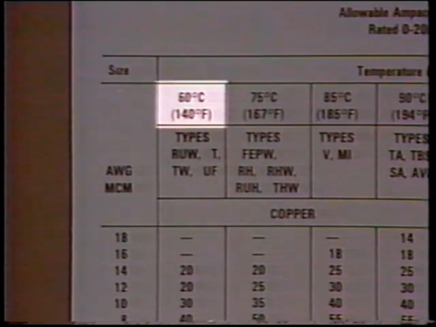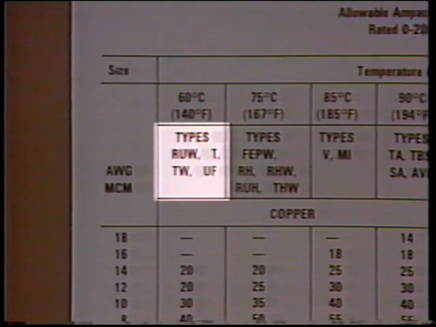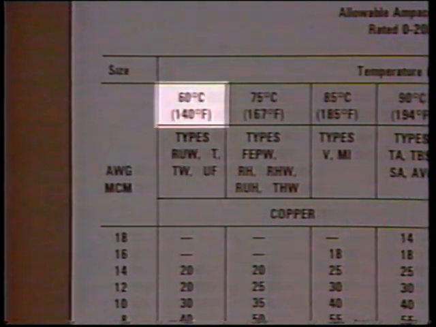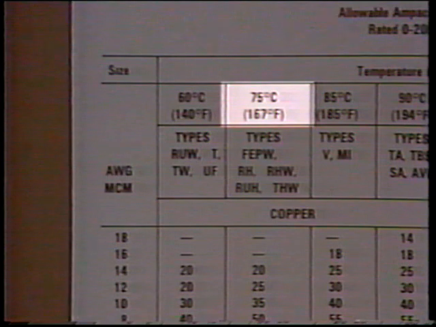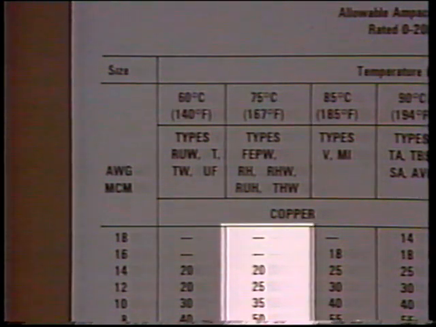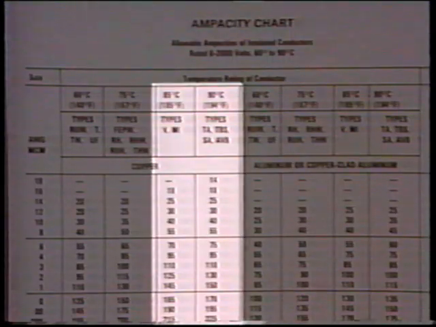For example, in the first column, under the heading of 140 degrees Fahrenheit, there are 4 types of insulation listed. Types RUW, T, TW, and UF. These insulation types can only be used safely when the maximum operating temperature is 140 degrees Fahrenheit or less. The column to the right of this one gives the insulation types that are designed to operate at a maximum operating temperature of 167 degrees Fahrenheit, and the allowable ampacities given for each conductor insulated with one of these types. The next 2 columns to the right contain the same information, but for 2 other groups of insulation types.